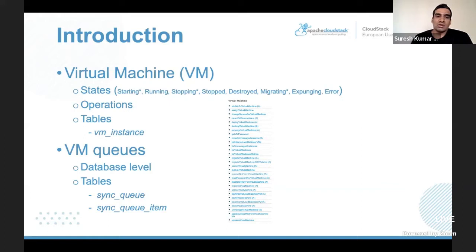So for a VM, the main table in the database is vm_instance, where you can see the VM details, and for the VM queues, the main tables are sync_queue and sync_queue_item. The sync queue maintains a single record for each virtual machine, which has a queue ID, how many jobs executed, and so on, which I will cover a little bit later. And sync queue item is where we maintain all the jobs that are queued for that particular virtual machine.